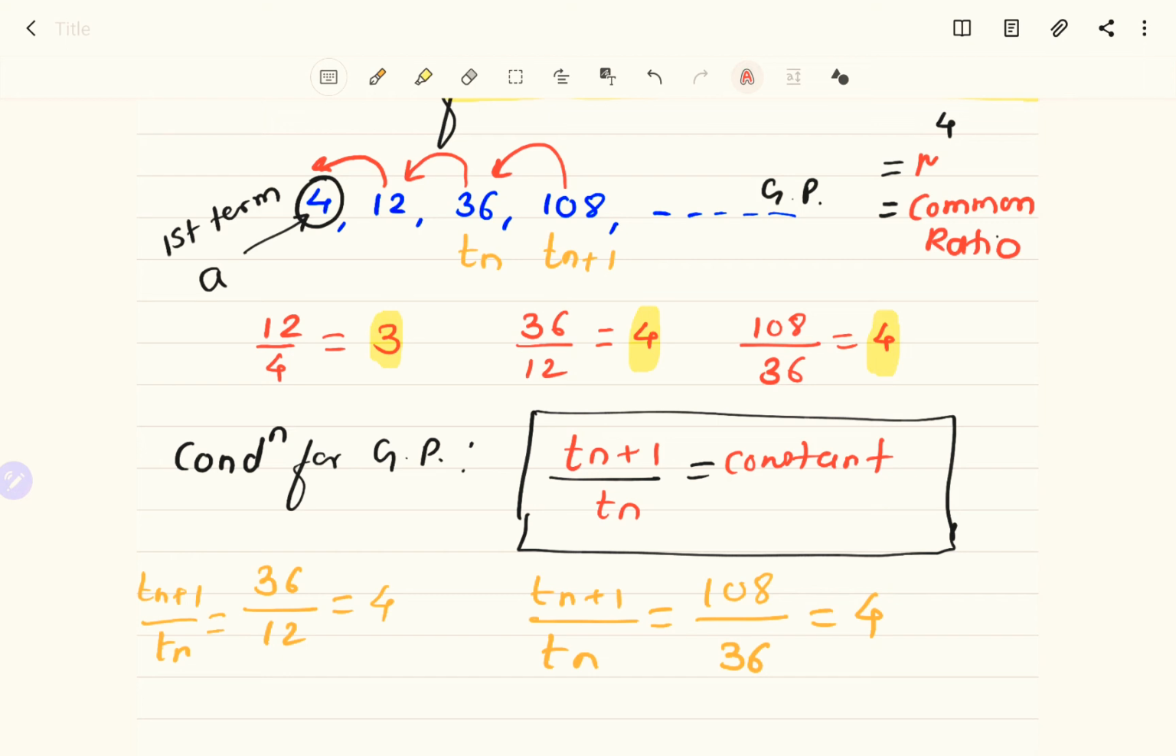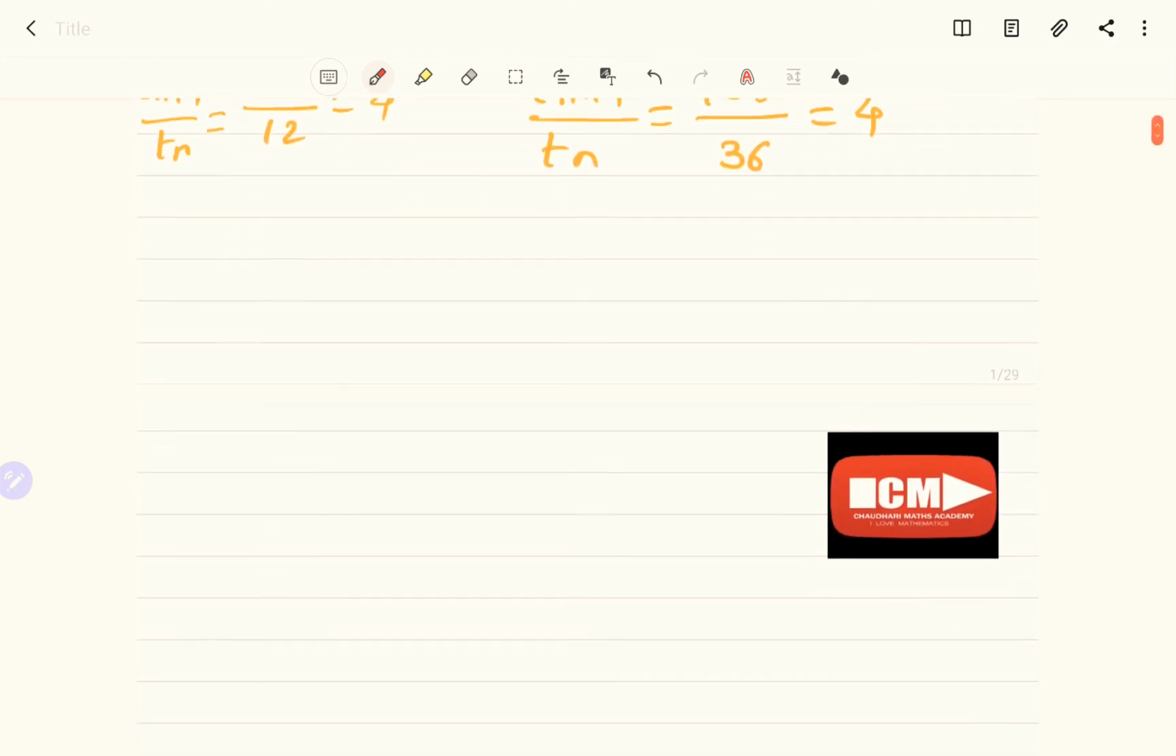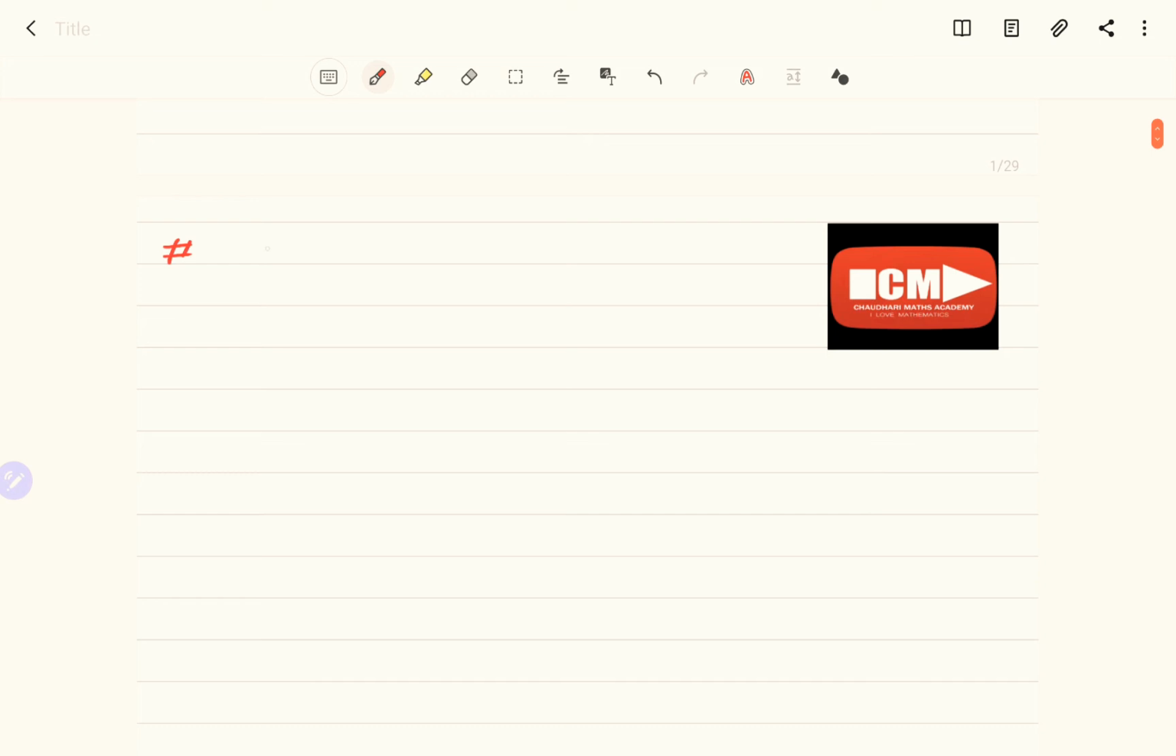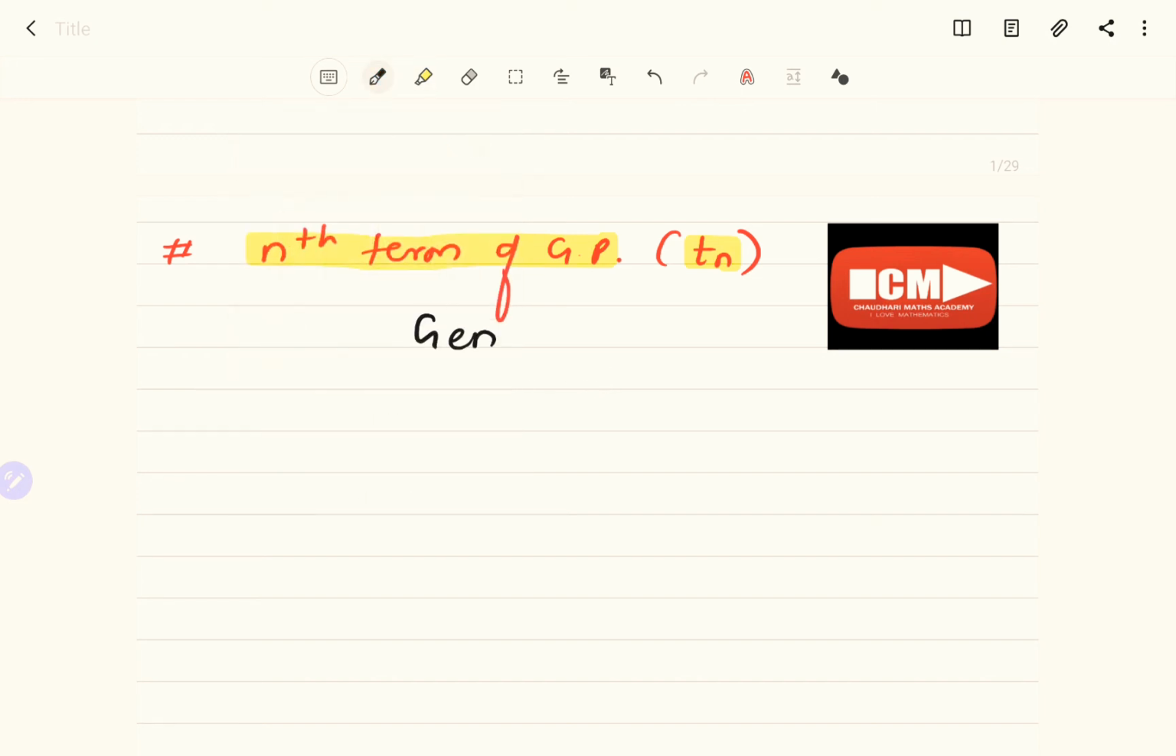Then let's try to find a very important term of geometric progression, that is the nth term of geometric progression. Symbolically we denote the nth term by Tn. So let's try to find the nth term, or Tn, of geometric progression. Let me tell you once again, friends, the nth term or Tn is not the last term of the geometric progression. It is nothing but a general term. This is also called the general term of arithmetic progression or geometric progression.